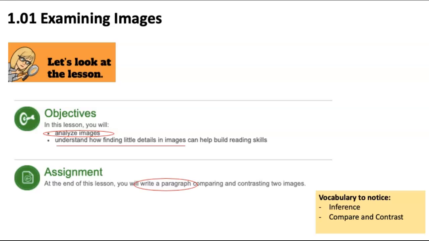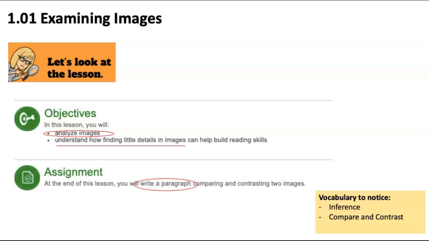So for our first lesson, 1.01, examining images, our objectives are to analyze the images. Now let's remember what analyze means. We really need to look at it carefully and pick it apart. And we need to understand how finding little details in images can help us build our reading skills. And then for our assignment, you will need to write a paragraph comparing and contrasting two different images. Now, we'll get into what the specifics for writing a paragraph include later in this recording.